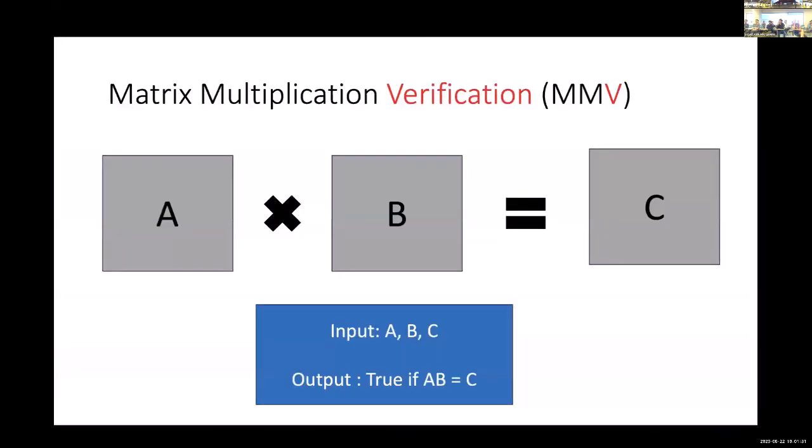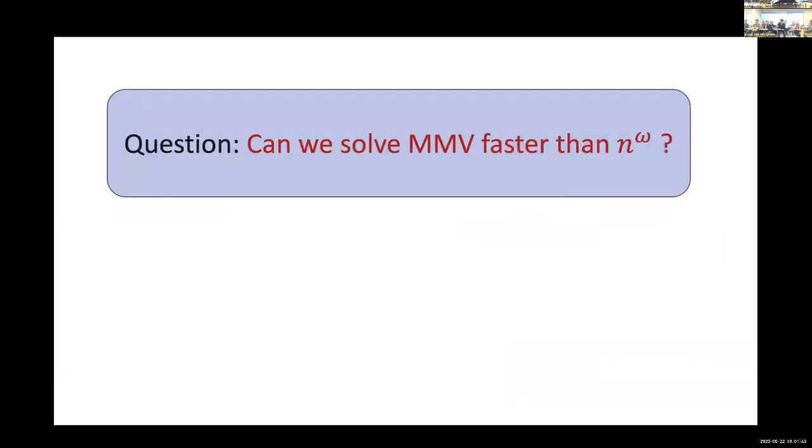All right, good. So I want to solve a verification problem, which is I have three matrices A, B, and C, and I want to verify that C is the product of A and B. Again, there's a trivial n-cubed algorithm, I just brute force and look at every entry. So we can ask, can we solve this faster?